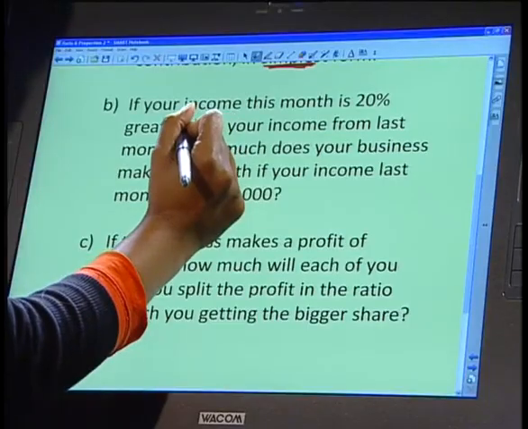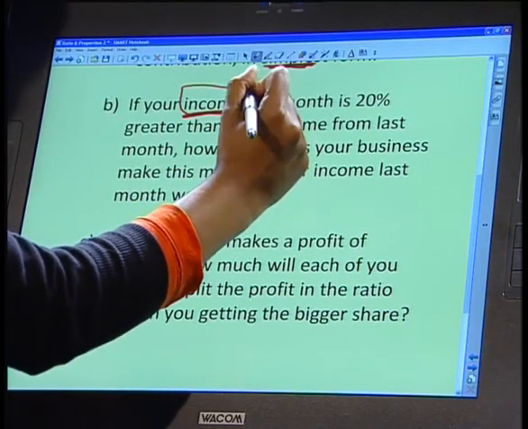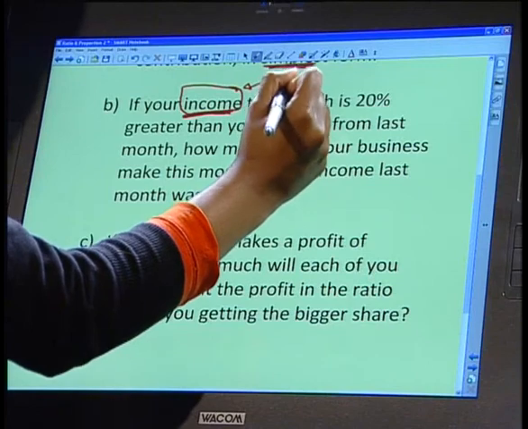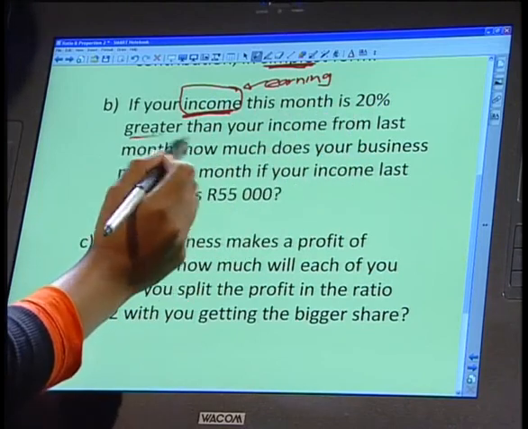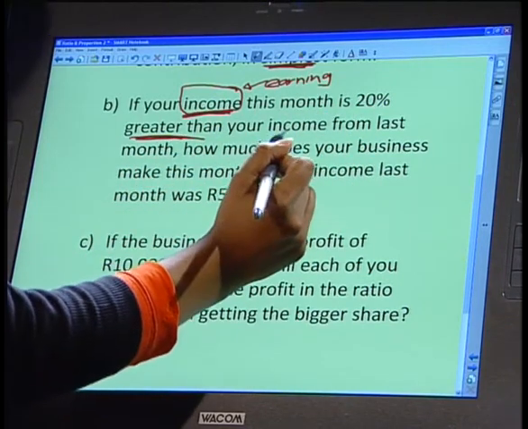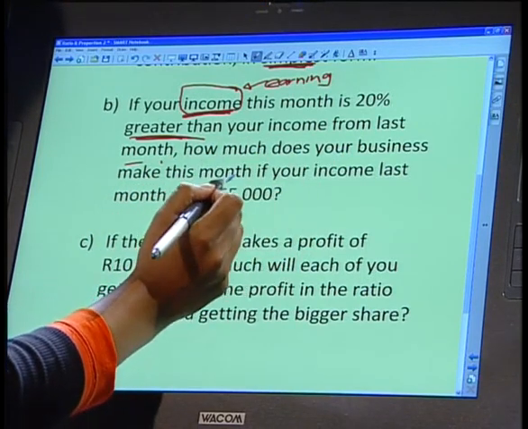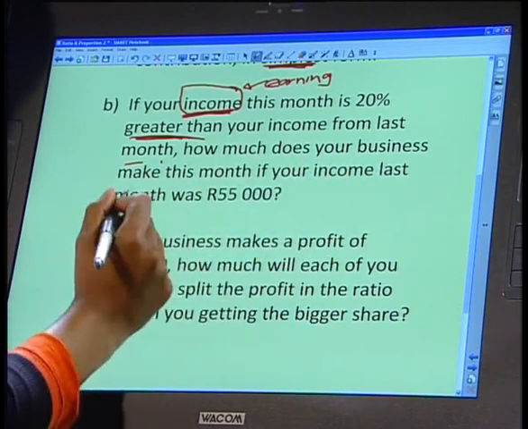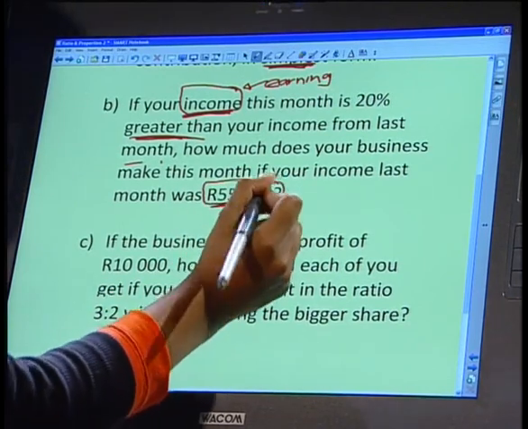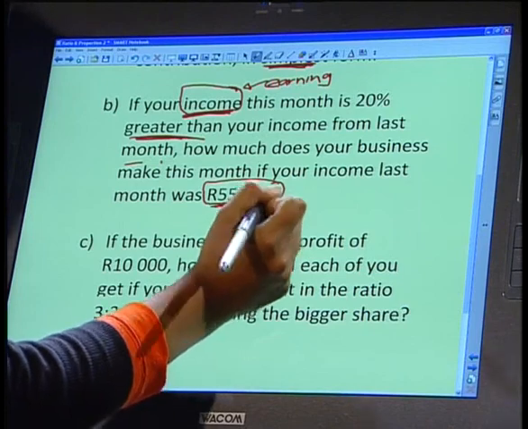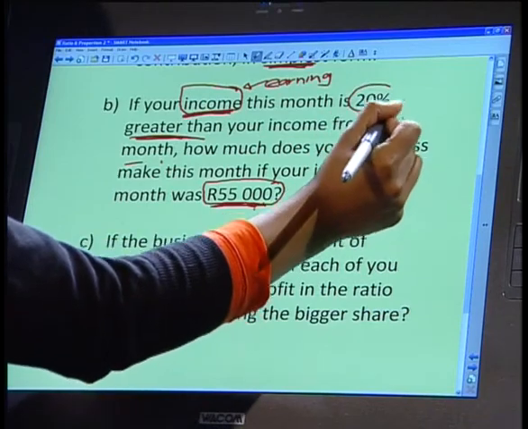Now, let's move on to the B part of this. They say that if your income, now remember, income, this is money that you are earning. This is money that's coming into your business. So this is what you are earning. If that income is 20% greater than, so that means more than your income from last month, how much does your business make this month if your income last month was 55,000 Rand? So they give you your original income or your income from the previous month. They want to know, what is your income now? How much are you going to get this month if it's 20% more?